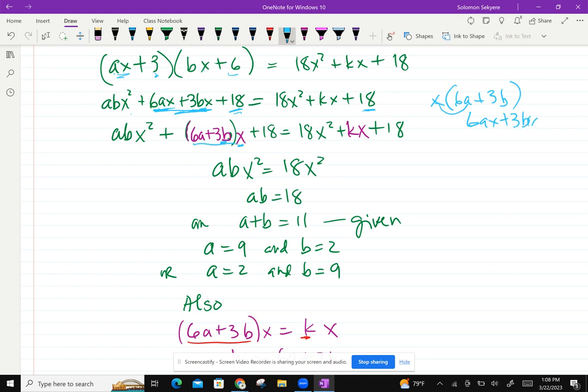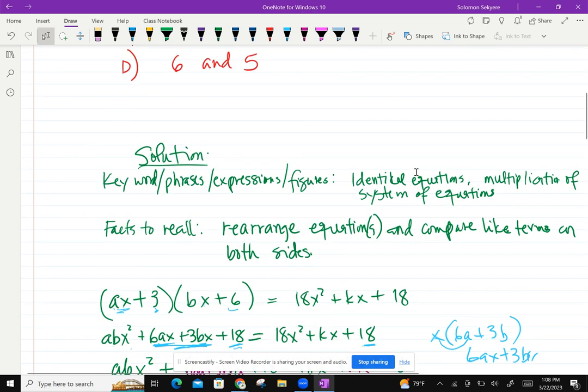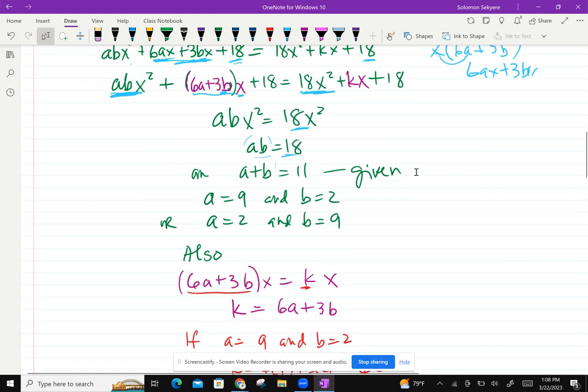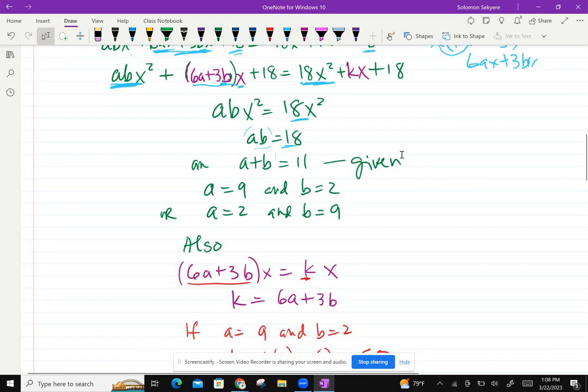So now we look at the x squared terms: abx squared is equal to 18x squared. So that means a times b equals 18. A couple of possibilities: it could be 3 times 6, or 9 times 2, or 18 times 1. But we are given a second condition here. We're also told that a plus b equals 11. So now we can narrow down the possibilities of a and b. Now we know that it's 2 and 9. 2 and 9 multiply to give you 18, and when you add them, it gives you 11.